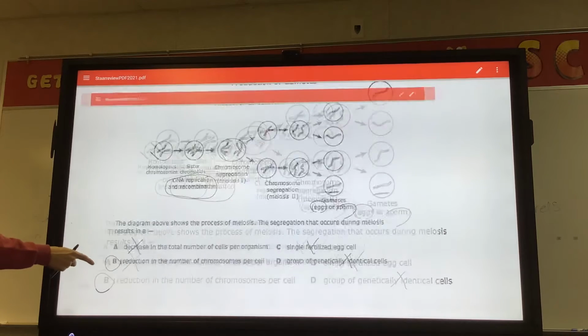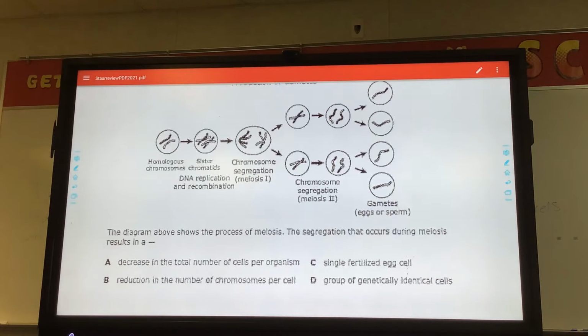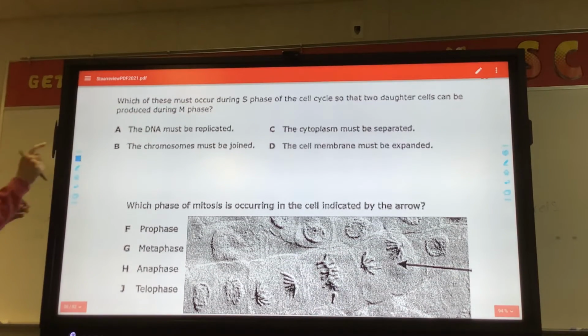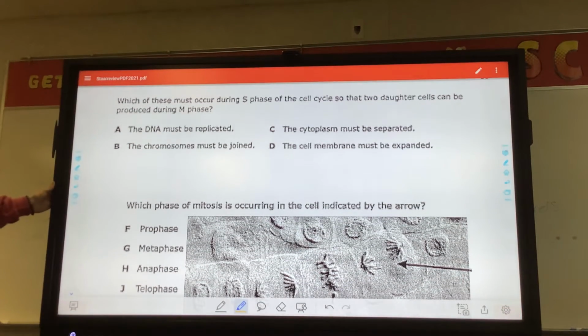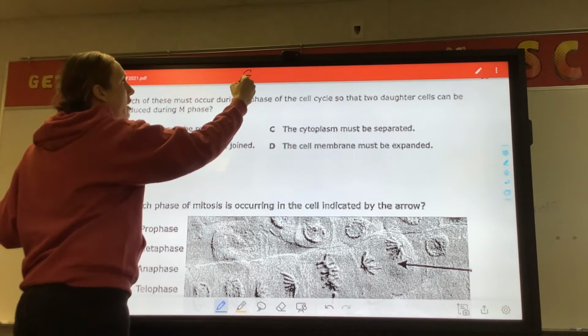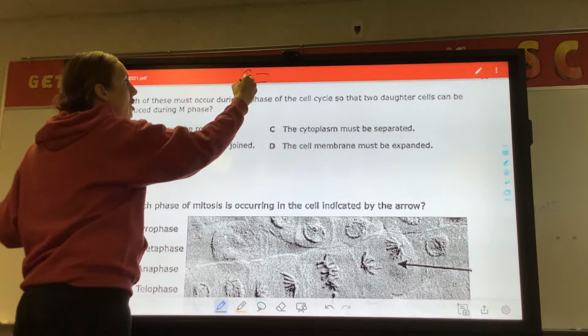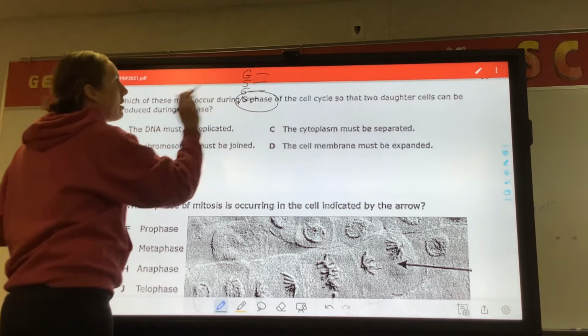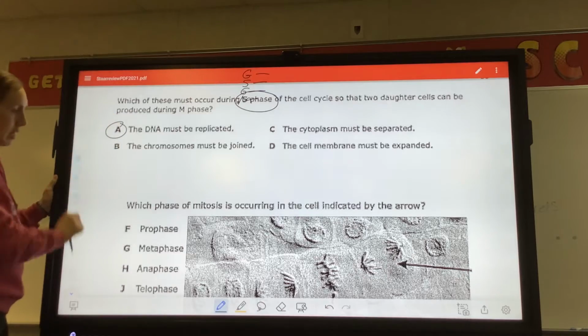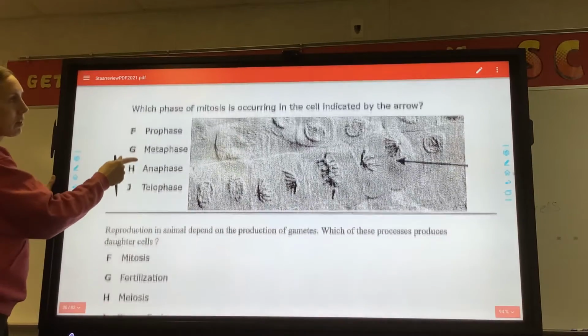Okay, I could see how you picked D because this wasn't in a better resolution, but whenever you see that, if any of them kind of look a little bit different, they're not genetically identical. Okay, which of these must occur during S phase? Okay, so it goes G1, S, G2, M: growth, replication, growth, mitosis. So S phase is replication. Which one says that? A. A, good. Okay, next one.